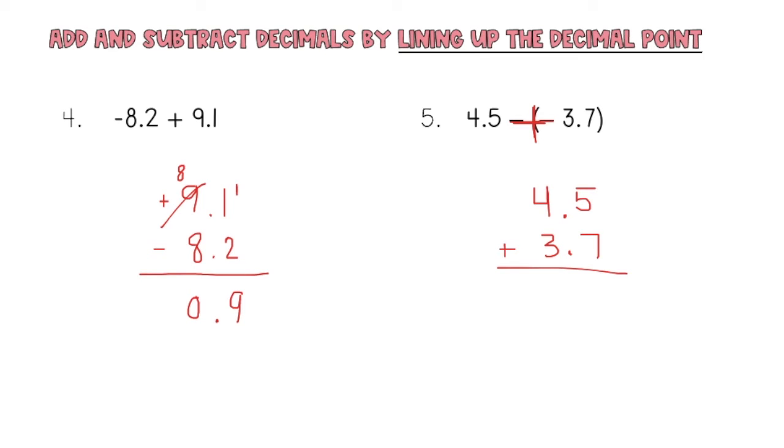So 5 plus 7 gives me 12. 4 plus 3 is 7, plus 1 is 8. And I'm making sure that my decimal point stays lined up. So here my answer is positive 8.2.